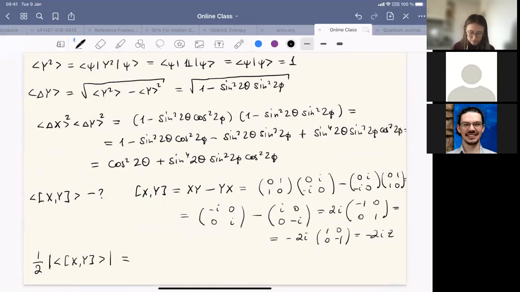And this is basically the modulus kills i here, 1/2 kills 2 here, and the modulus also kills minus. So basically this is equal to the modulus of the average of Z. So that's why I was also suggesting to calculate the average of Z.